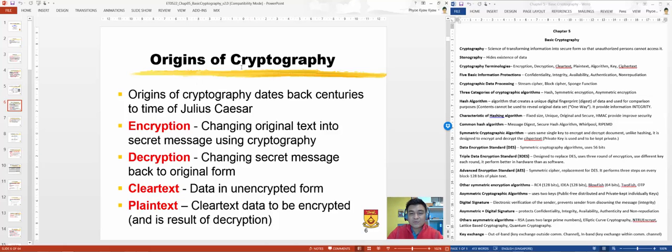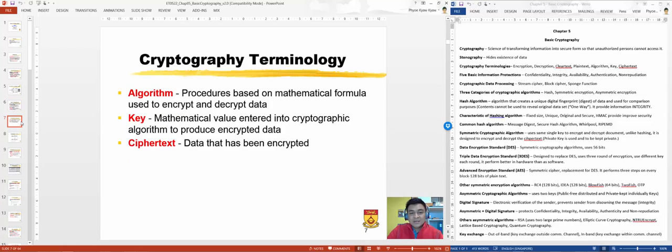As you know, cryptography has been around since Julius Caesar's time. It's very, very way back, and cryptography has been evolving. Next, an algorithm is a procedure based on a mathematical formula used to encrypt and decrypt data. How about the key? A key is a mathematical value. It can be binary data or hexadecimal data, which is entered into the cryptographic algorithm to produce encrypted data. How about ciphertext? It's the data that has been encrypted.